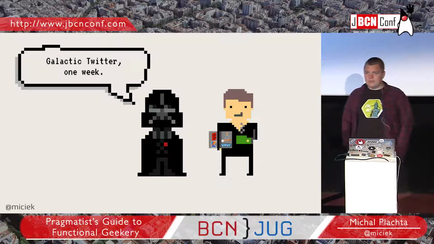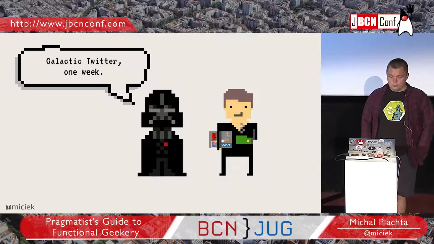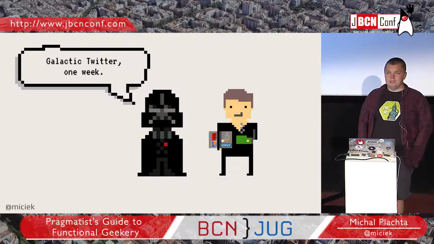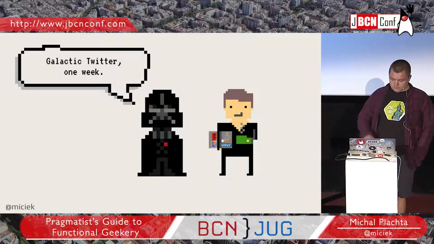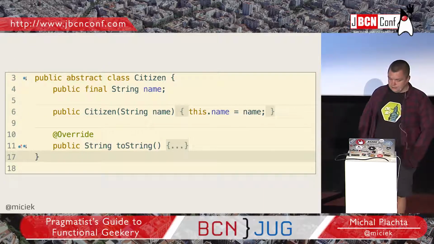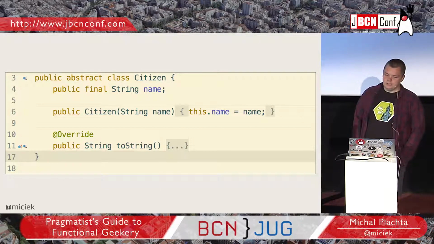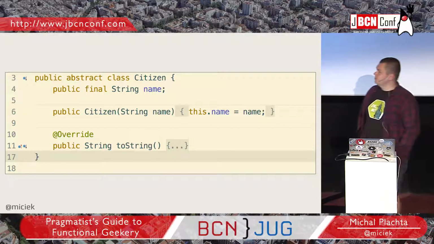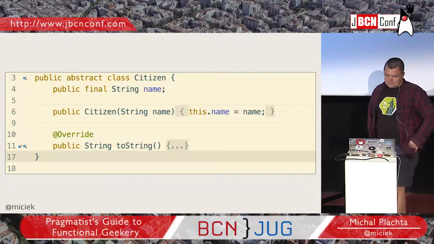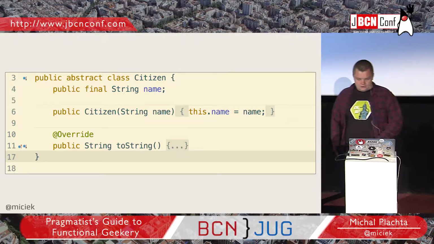And remember, we were tasked with creating a new galactic Twitter application with the followers functionality. Okay, so let's try to use it in a real project. First, our domain. For the followers functionality, we need to have a model for the citizen of the galaxy. So this is the abstract class, a normal Java abstract class, just a name. So abstract Citizen has just a name.